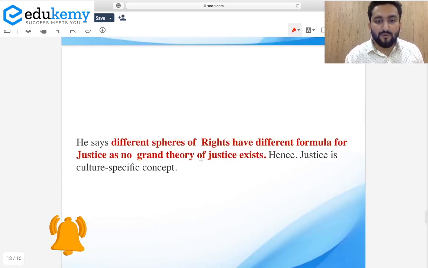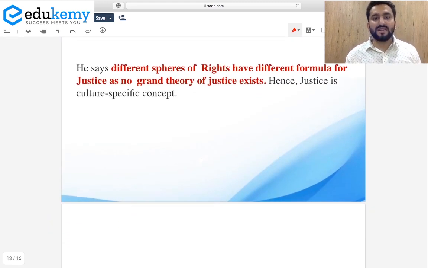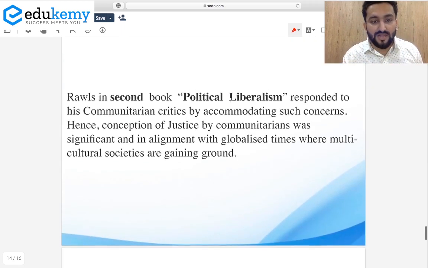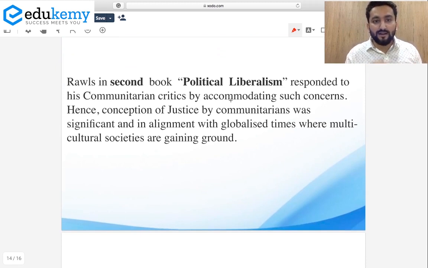So you are going to put forward the views of Walzer. Then you can say different spheres of rights have different formulas for justice, as no grand theory of justice exists. That is what Walzer said. Then you are going to say how Rawls reformed his ideas in his second book, Political Liberalism. He responded to his communitarian critics by accommodating such concerns.